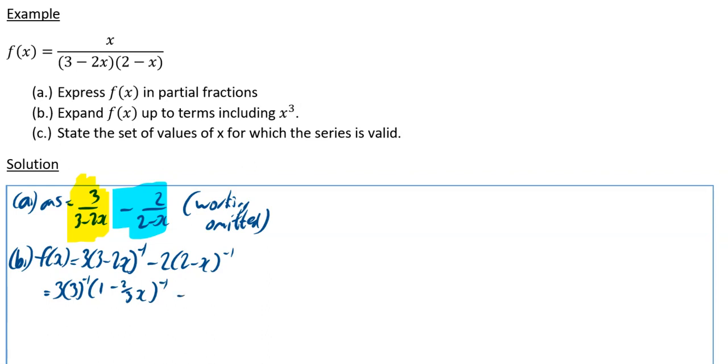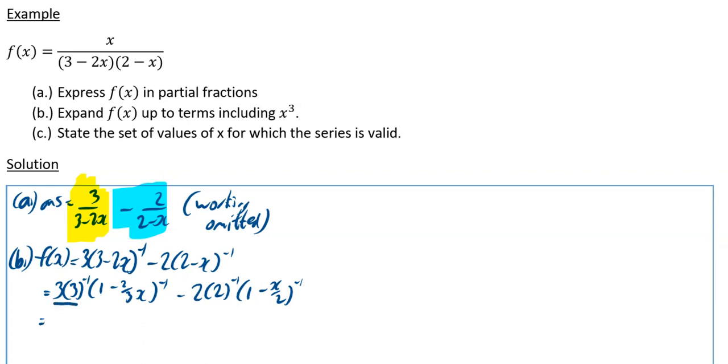Same idea for the second bracket. I need to get this 2 to go down to a 1, so I'm going to have to pull out a 2 to the power of minus 1. And then that's going to be 1 minus x over 2 to the power of minus 1. So both of my brackets are now in the form 1 plus squiggle, 1 plus squiggle to the power of n.